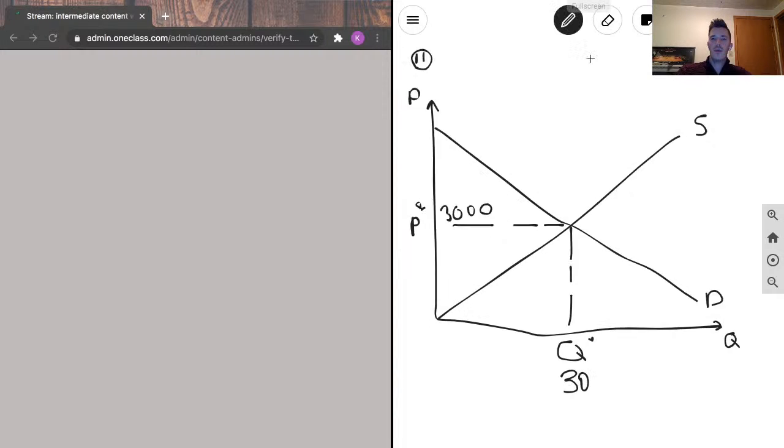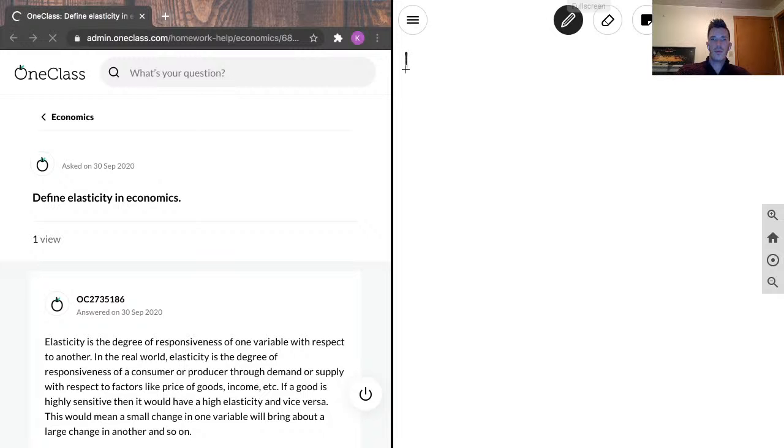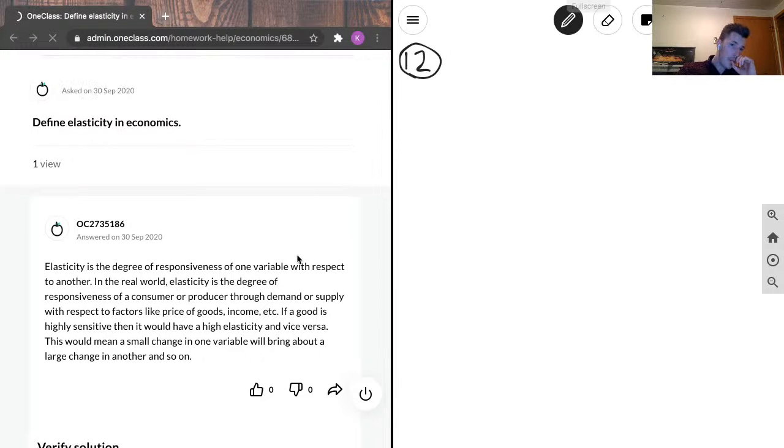Question 12. Define elasticity in economics. Elasticity is the degree of responsiveness of one variable with respect to another. In the real world, elasticity is the degree of responsiveness of a consumer or producer through demand or supply with respect to factors like price of goods, income, etc. If a good is highly sensitive, then it would have a high elasticity, and vice versa. This would mean a small change in one variable will bring about a large change in another, and so on.